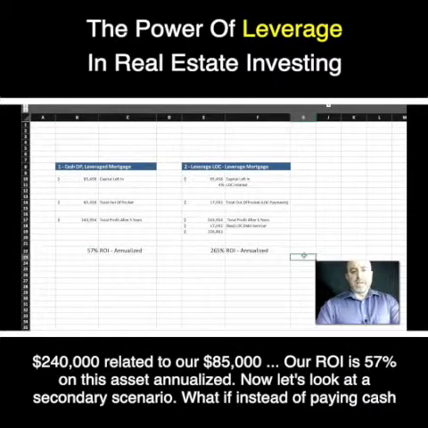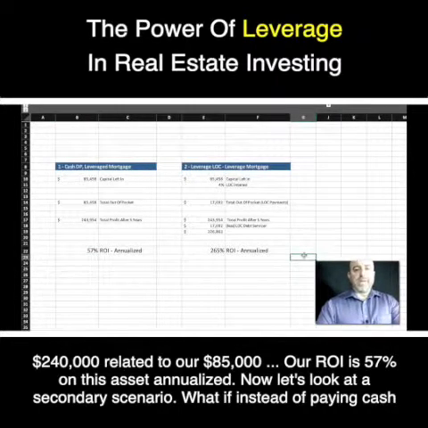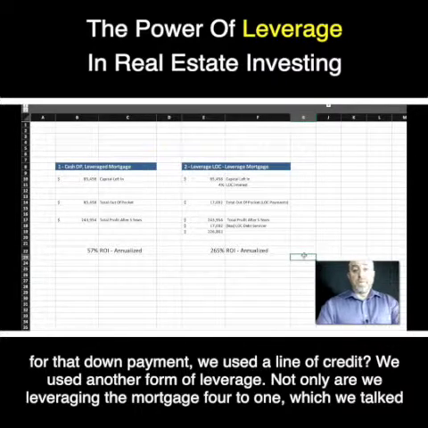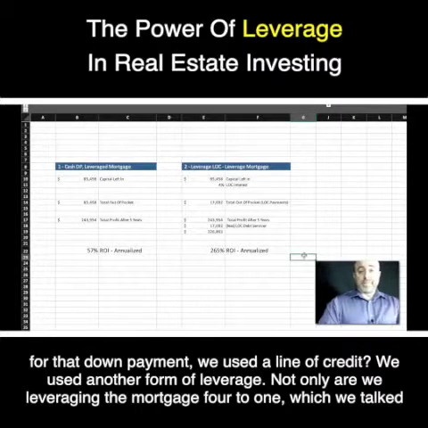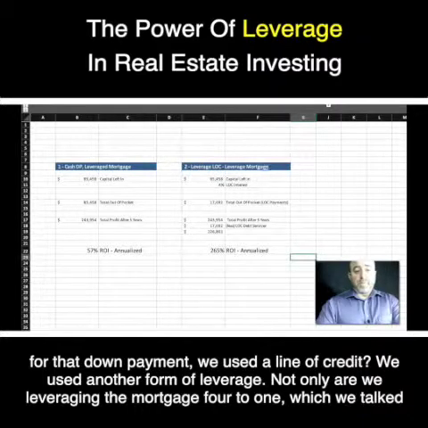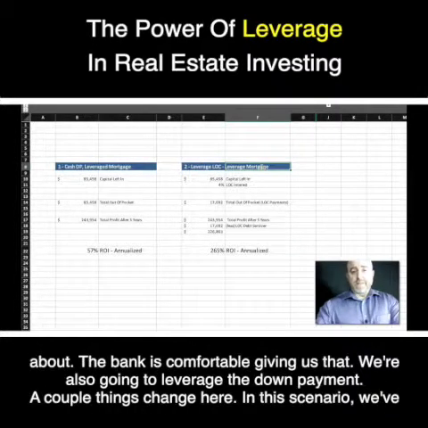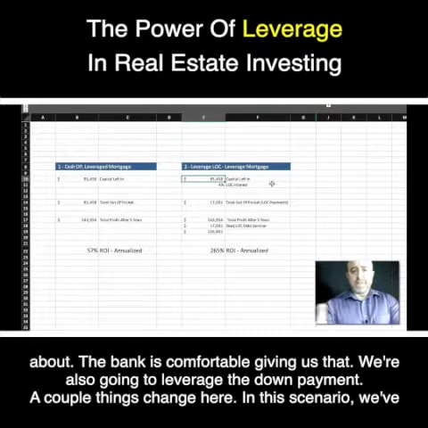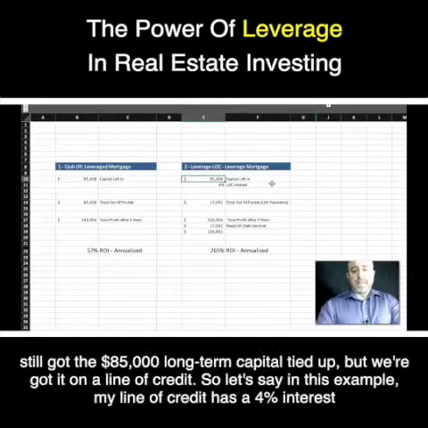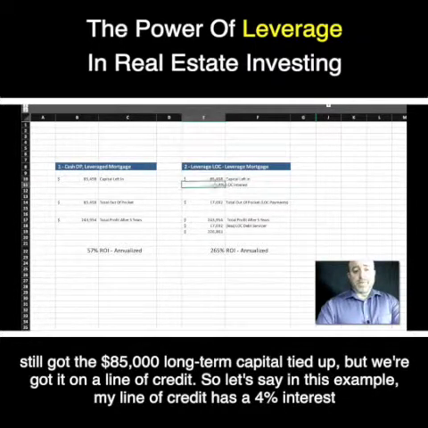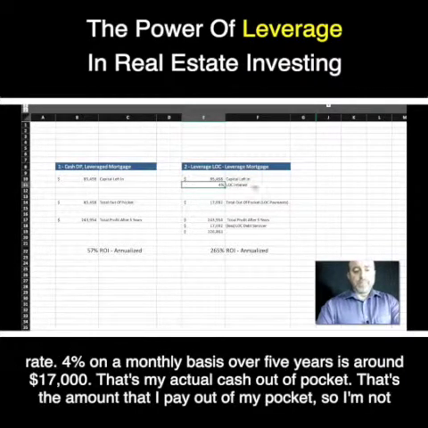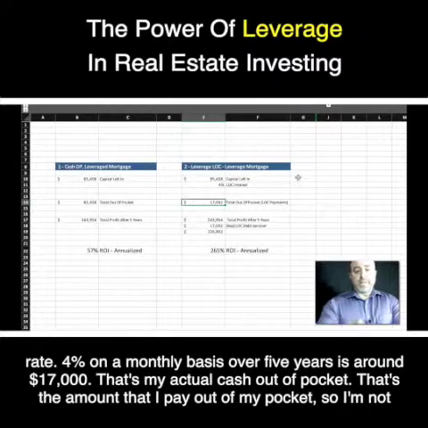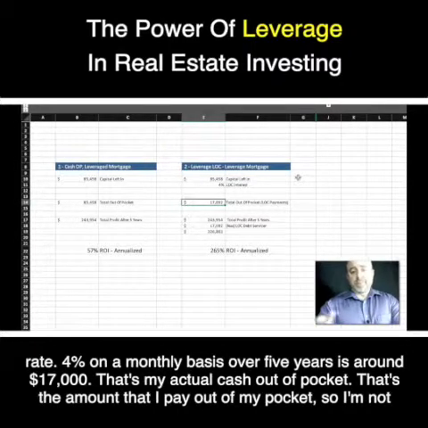So now let's look at a secondary scenario. What if, instead of paying cash for that down payment, we used a line of credit, right? We used another form of leverage. So not only are we leveraging the mortgage 4-to-1, which we talked about, the bank is comfortable giving us that, but we're also going to leverage the down payment, right? So a couple things change here. In this scenario, we've still got the $85,000 long-term capital tied up, but we've got it on a line of credit, right? So let's say in this example, my line of credit has a 4% interest rate. 4% on a monthly basis over 5 years is around $17,000.